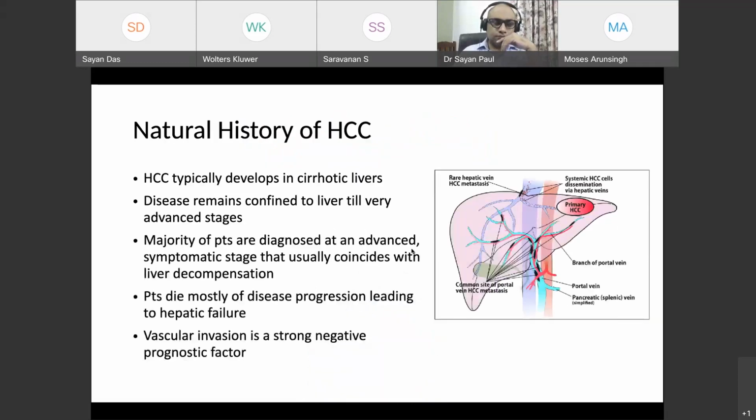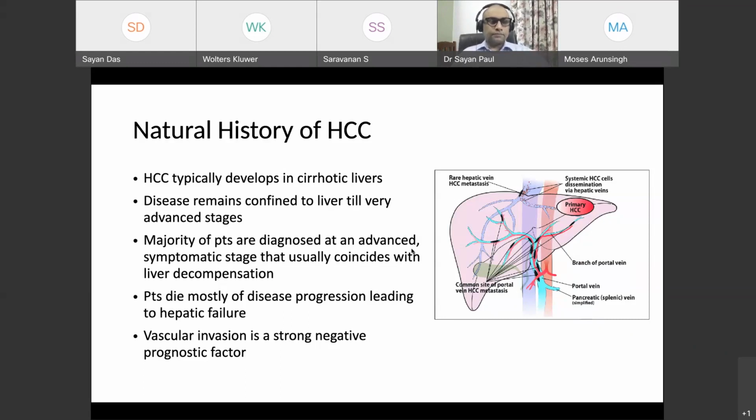Now, what I believe is if you're going to study any disease, the most important aspect is to study its natural history. That kind of dictates what is going to be the management. HCC typically develops in the background of a cirrhotic liver, and the disease remains confined to the liver till it is quite advanced, which means there's a role of adding some form of local treatment which can lead to improved outcomes.